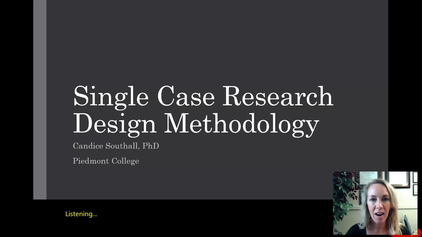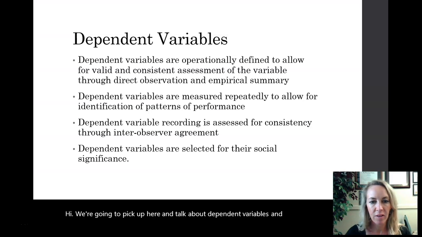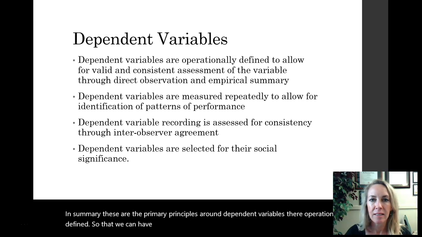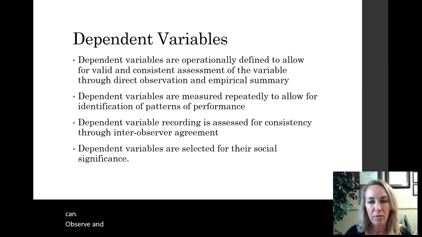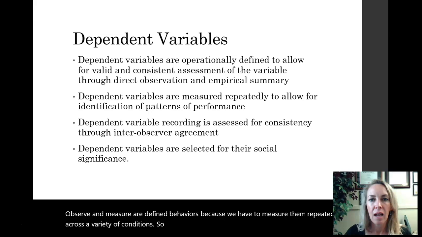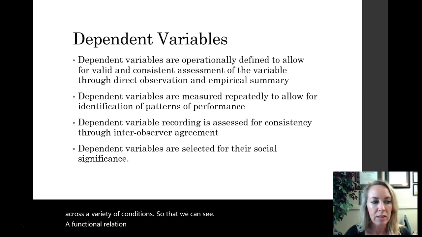Hi, we're going to pick up here and talk about dependent variables and how we measure those. In summary, these are the primary principles around dependent variables. They're operationally defined so that we can have valid and consistent assessment. We want to make sure that we can observe and measure our defined behaviors, because we have to measure them repeatedly across a variety of conditions so that we can see a functional relation between no intervention versus intervention.